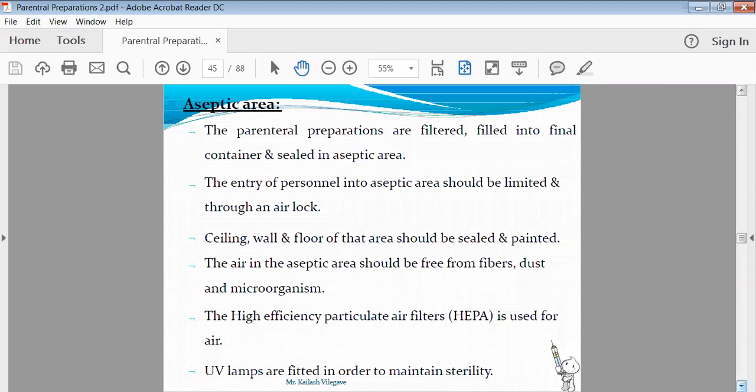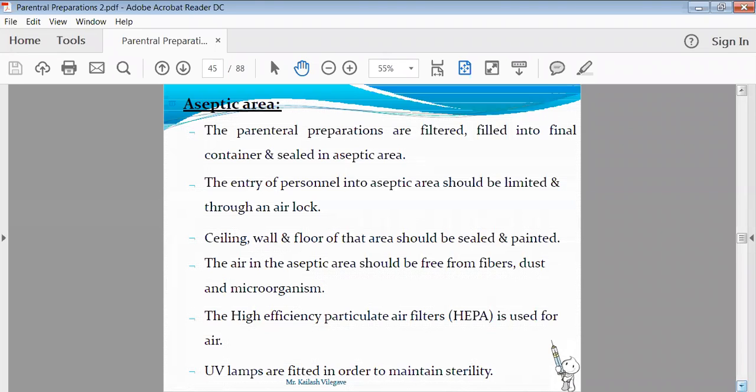Ultraviolet lamps are also there for the sterilization of that aseptic area. Generally ultraviolet lamps are used to sterilize that area, or to kill the microbes present inside it. So this is the requirement of the aseptic area. It requires, we can say, HEPA filters, UV lamps, and all the rooms we are using under the aseptic area, that is the ceiling, walls as well as the floor.